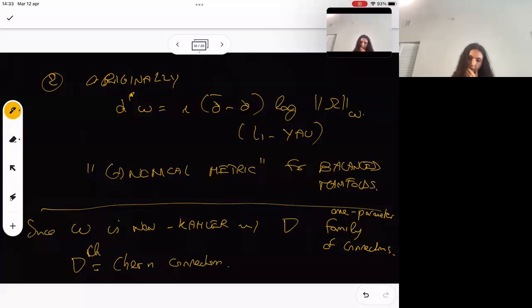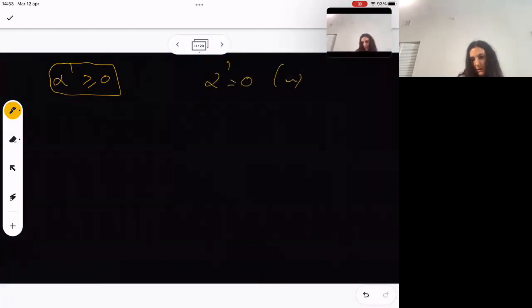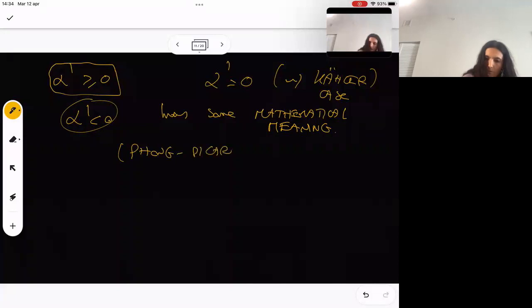But of course, one has a family, and this family includes not only the Chern connection, but also the Bismut connection, for instance. I will use this Chern connection. Also, from the physics point of view, alpha prime, the constant alpha prime, will be positive. But of course, alpha prime zero corresponds exactly to the Kähler case. But also alpha prime negative, let's say, has some mathematical, not physics, but mathematical meaning, and that was considered by Phong, Picard, and Zhang.